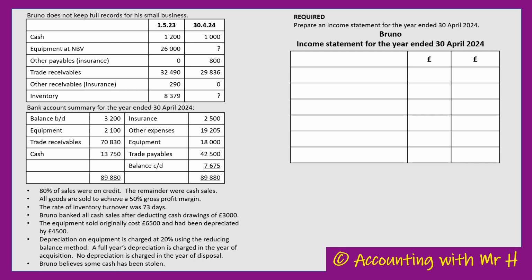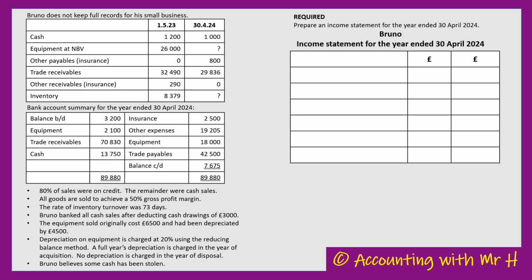I've got a bank account summary for the year ended 30th of April 2024, and they've called it a summary, in other words, it's just totals. For example, on the debit, you can see trade receivables 70,830. That's the total that he has received through the bank from his trade receivables during the whole year. Additional information underneath: 80% of his sales were on credit. The remainder were cash sales.